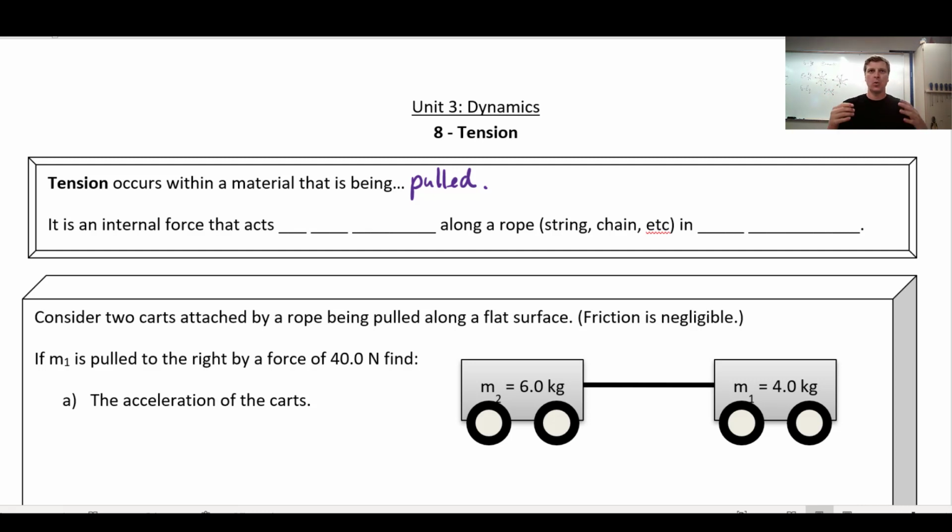And so we're going to define tension as being an internal force that acts at all points along a rope or a string or a chain or whatever it is, in both directions. So we'll see a few examples. Basically, I'm just going to work through a bunch of worked examples where we might try to figure out how much tension is being exerted along a rope, that sort of thing.